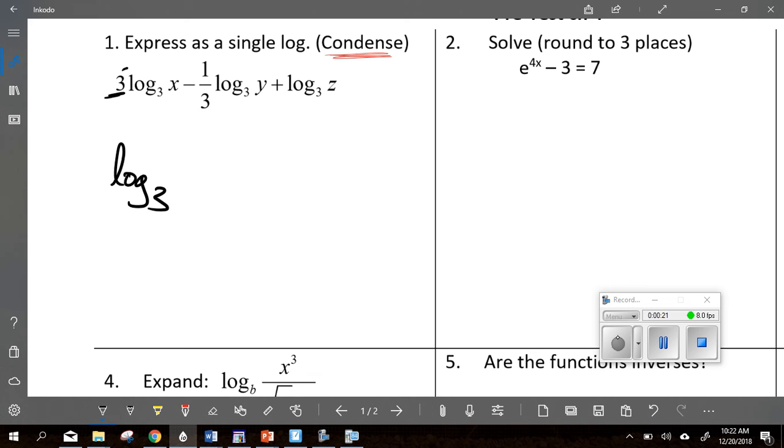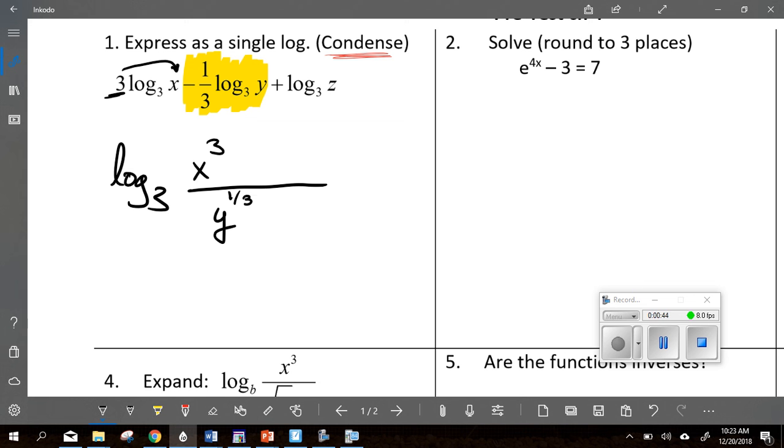If I have a number out in front, that's going to become my exponent. So now that's x cubed on the first one. The second one here, this part, because it's minus, the minus is going to take it into the denominator. So that y is going to go on bottom. The 1/3 is going to become the exponent. So it's 1/3 power, which is the same thing as the cube root, but we can just write it like that.